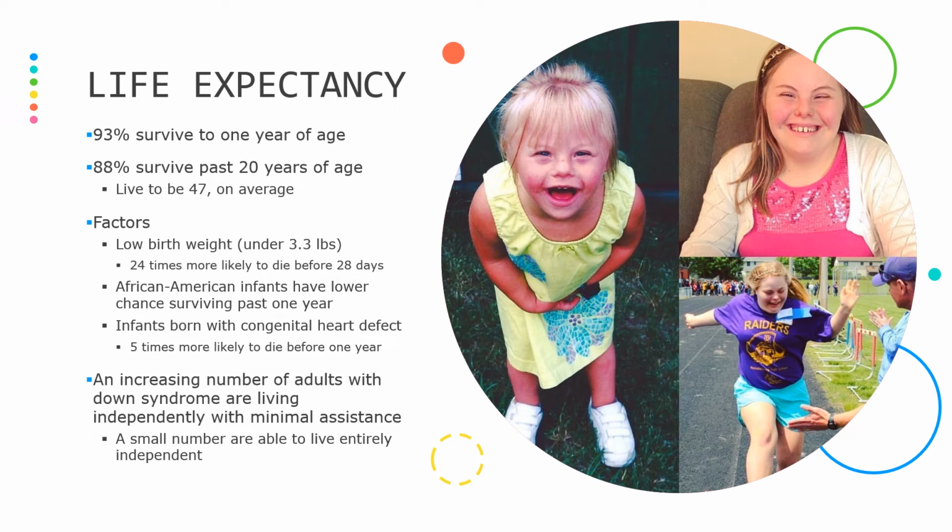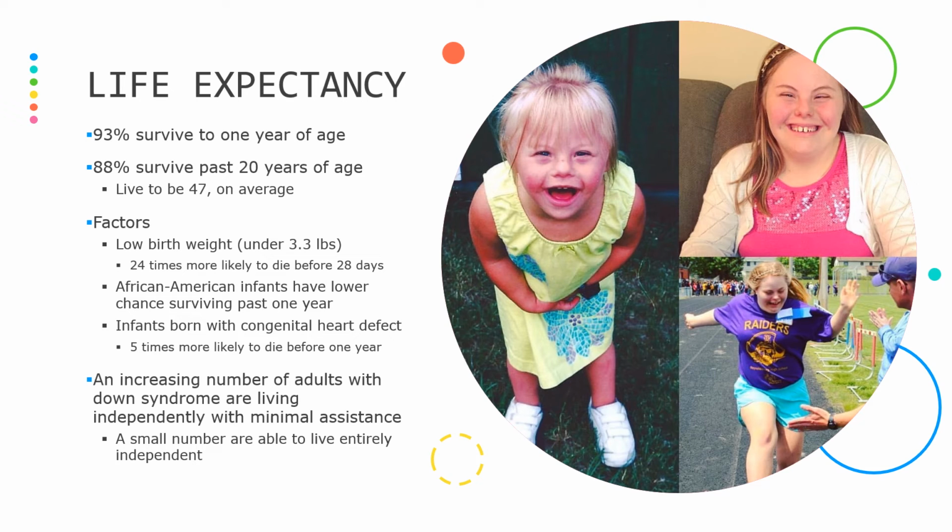There are several factors that play into the life expectancy of a child with Down syndrome. One of these factors is a low birth weight, which is any neonate born under 3.3 pounds. Children with Down syndrome that are born with a low birth weight are 24 times more likely to die before reaching 28 days of age.